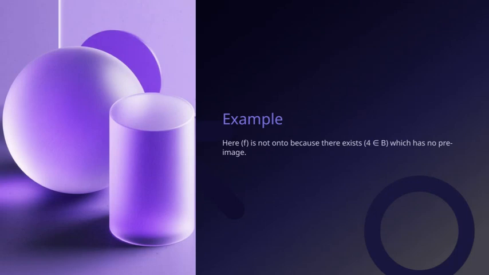Here, we see that the function f is not onto, and the reason for that is there exists an element, specifically 4 in set B, that doesn't have a preimage in the domain. So, in other words, no element in our domain maps to this 4.